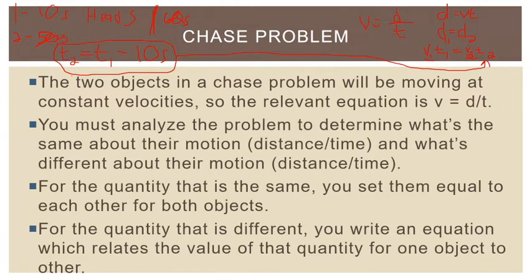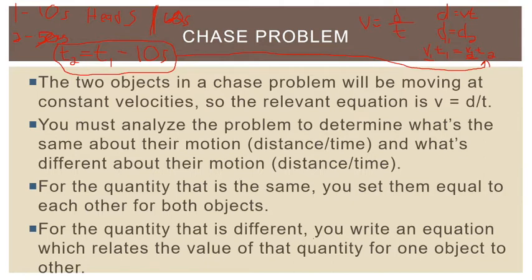That's the idea behind the chase problem. You have to think about what's the same about the objects. It's going to be either distance or time. You need to think about what's different about the objects. It's either going to be distance or time. And if some quantity is the same, like if the distance is the same, then that means the other quantity, the time, is always going to be different. And then you just set up the equations like this and you solve.